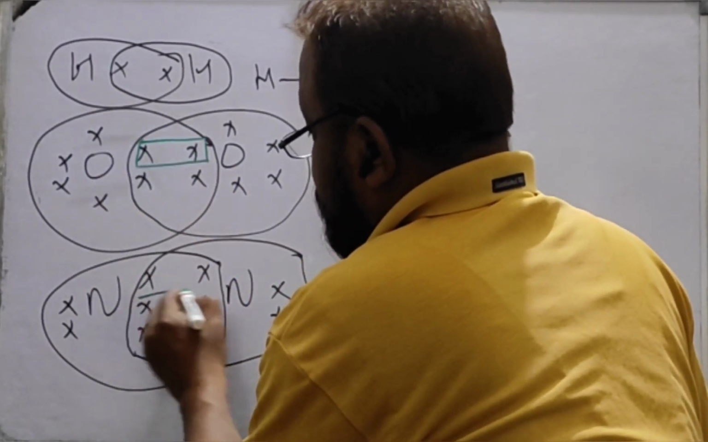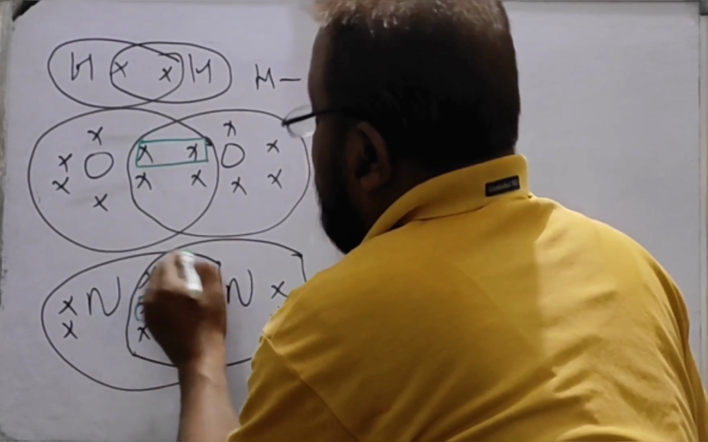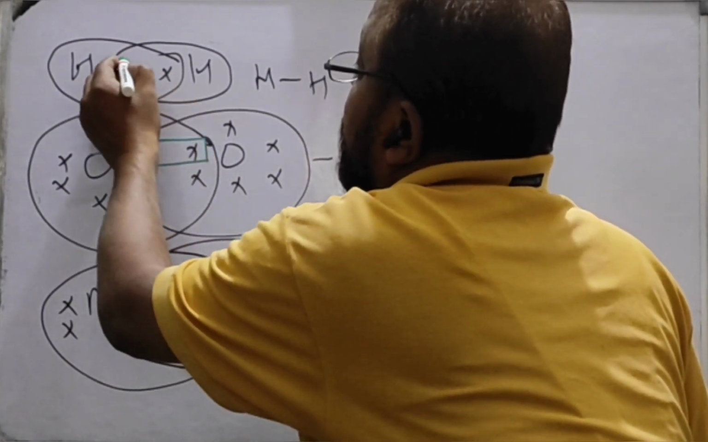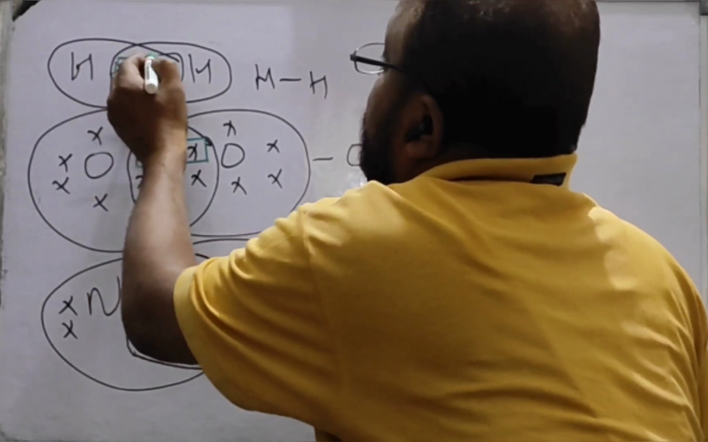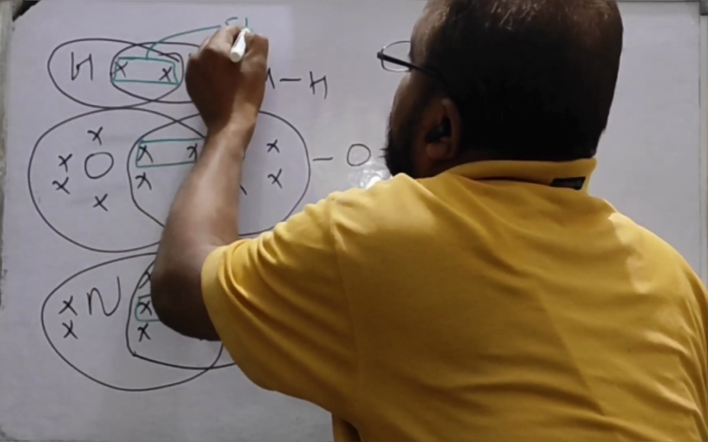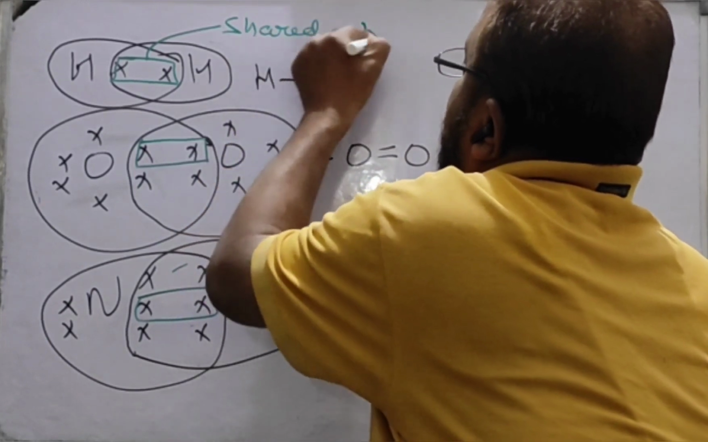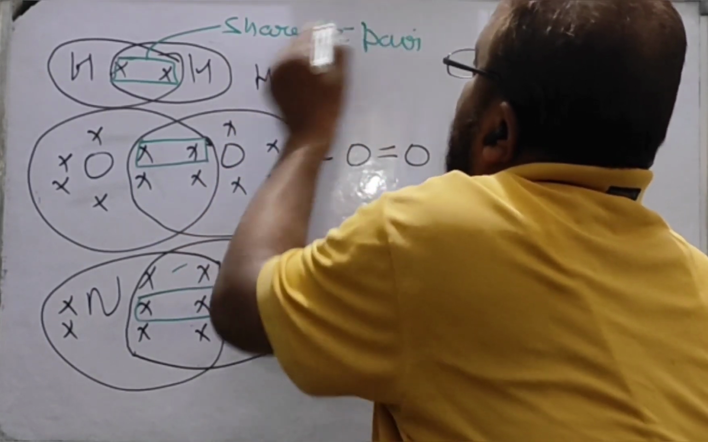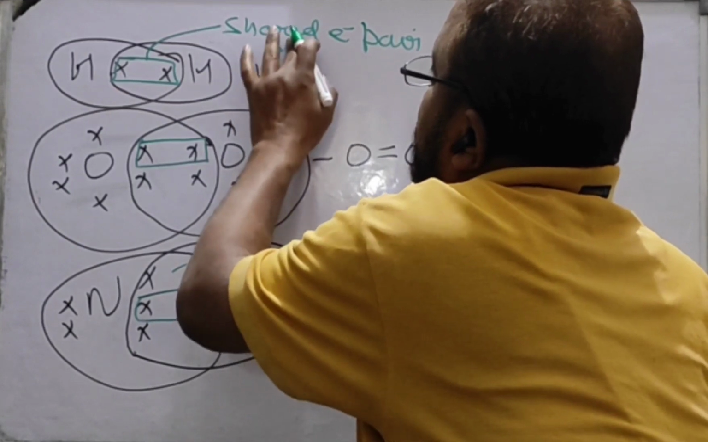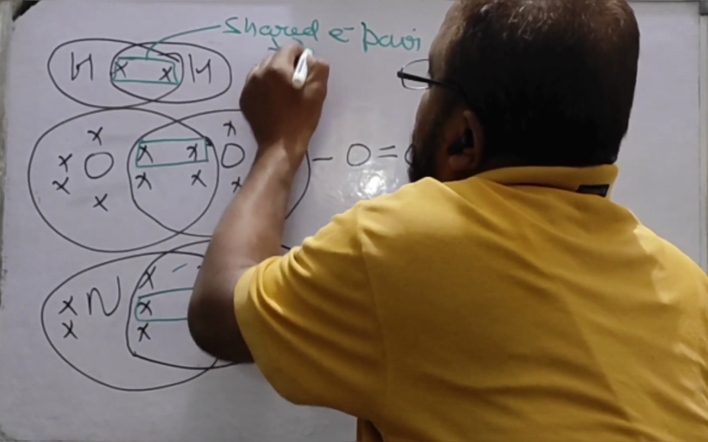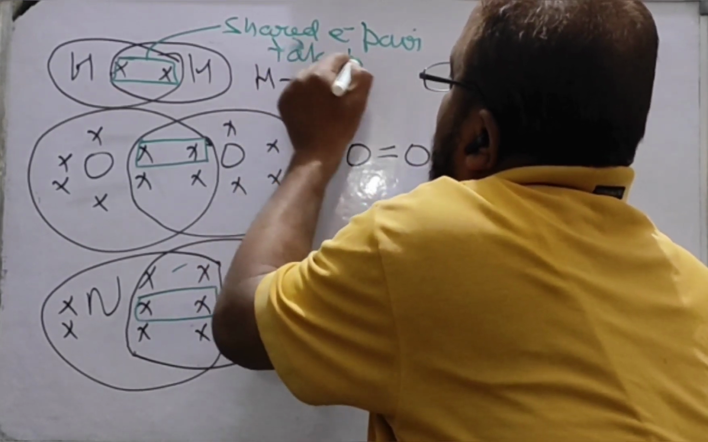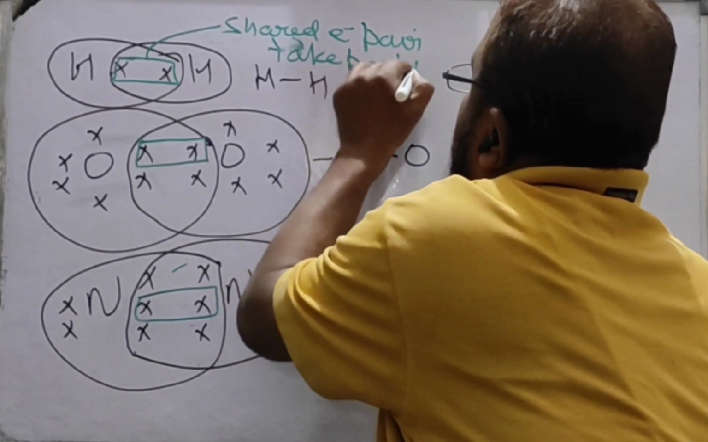So this is a shared electron pair, this is a shared electron pair, this is a shared electron pair, and this is a shared electron pair, and both side electron charge density is the same.